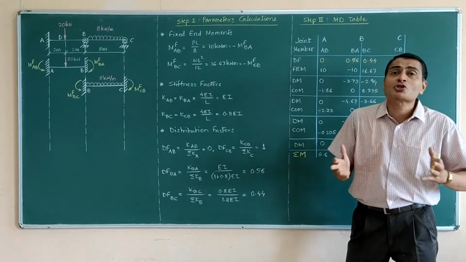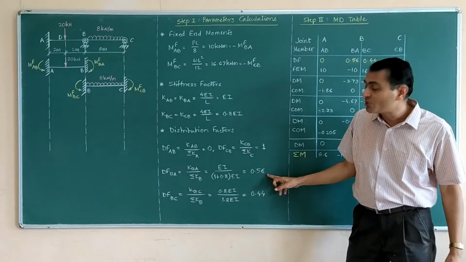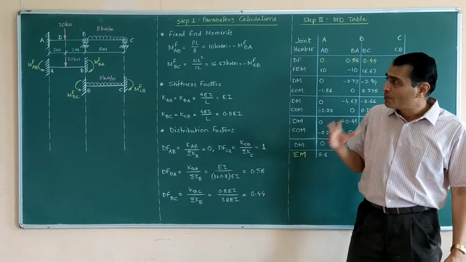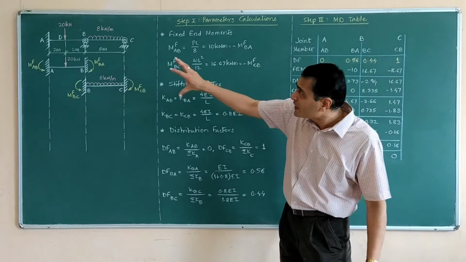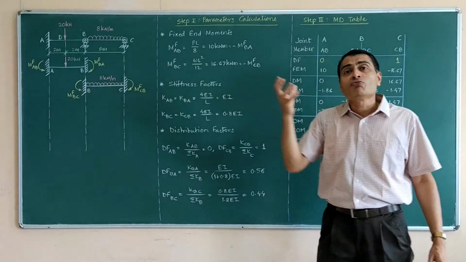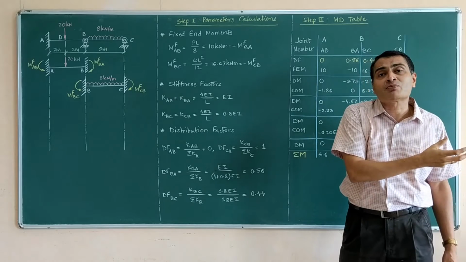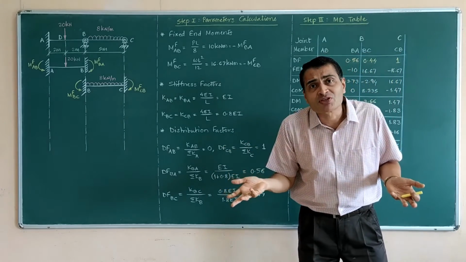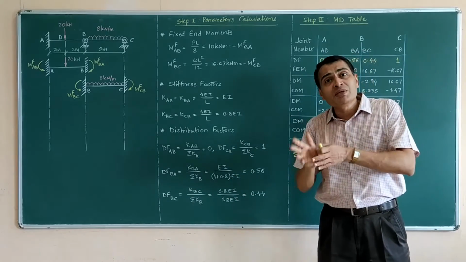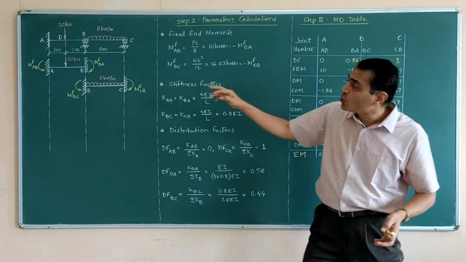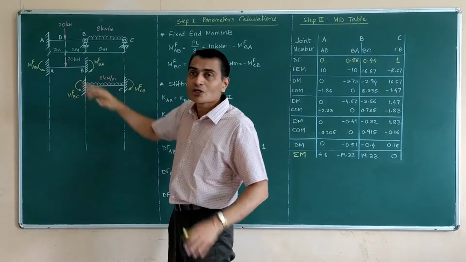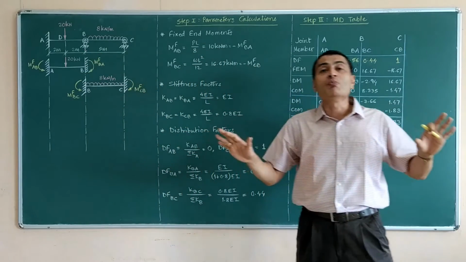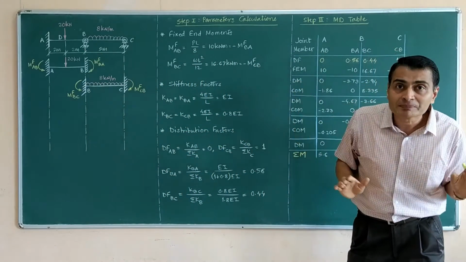Inside it is 1 plus 0.8, and that is giving me 0.56. Means if I apply any moment at joint B, 56% will be absorbed by BA, and the remaining 44%, 100 minus 56, will be absorbed by BC. And of course the supporting column, this particular base, is not going to absorb any moment. It is between the beams only.